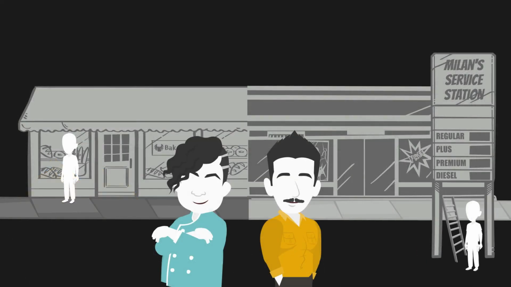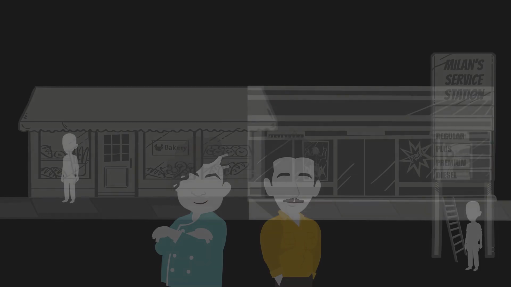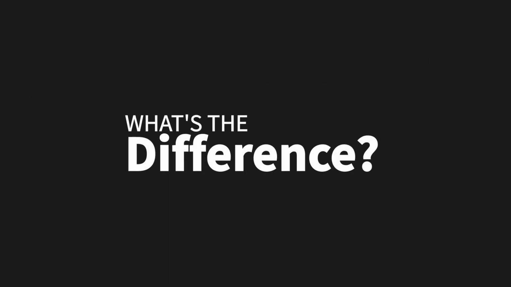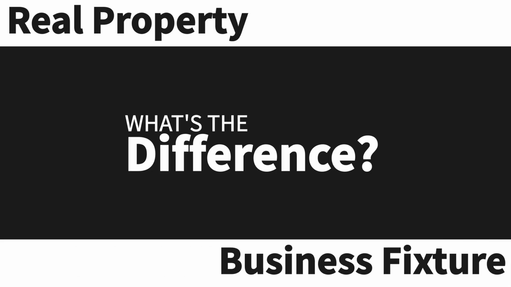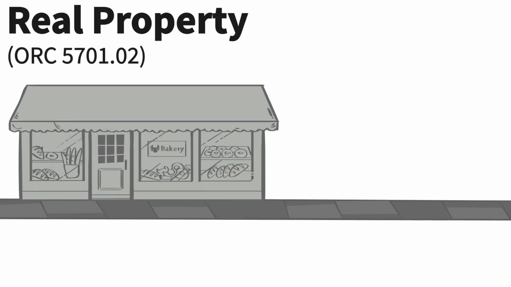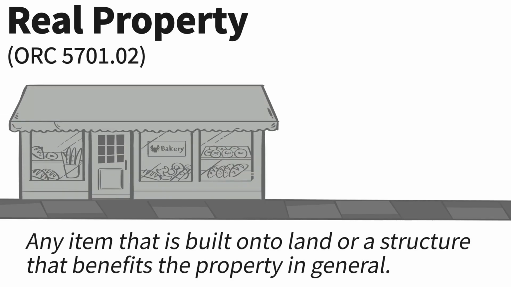Both businesses are trying to improve their property. So what's the difference? The difference lies in which improvement is considered real property and which is considered a business fixture. Let's look at the definition of each. Real property, according to the Ohio Revised Code, is any item that is built onto land or a structure that benefits the property in general.